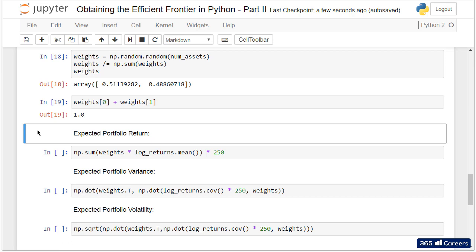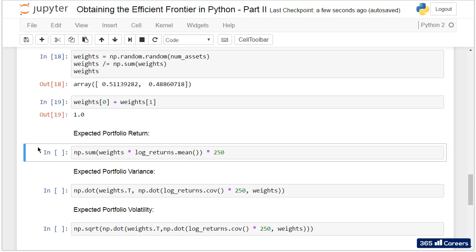Great job so far. Now, let's push our analysis a few steps further. What follows is writing the formula for expected portfolio return. It is given by the sum of the weighted annualized average log returns.